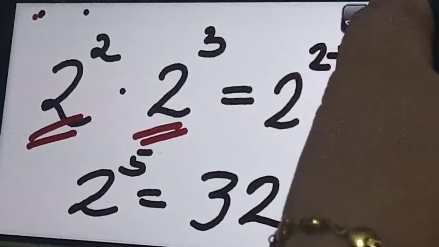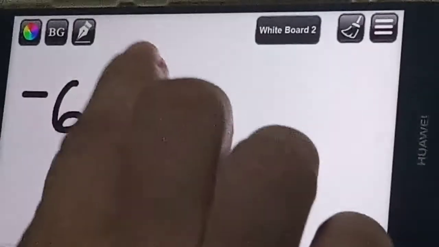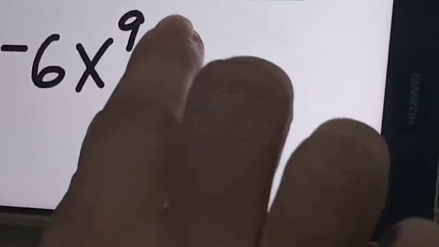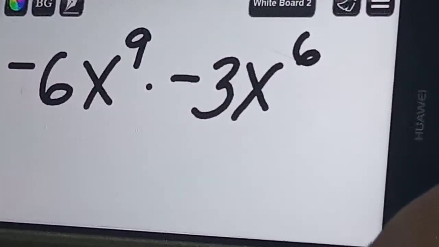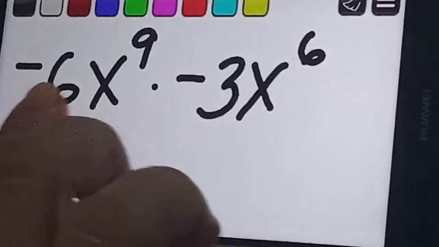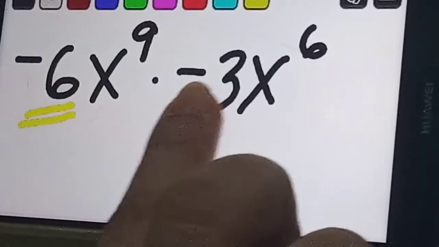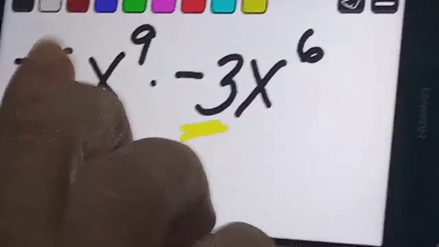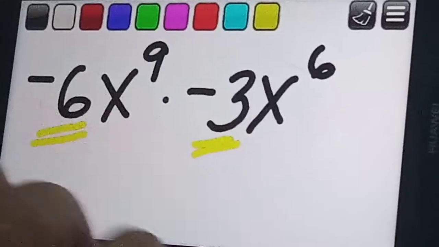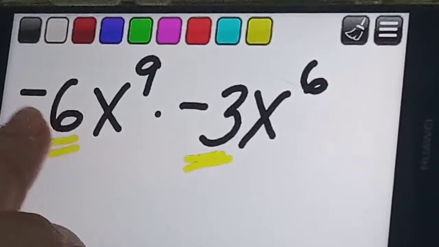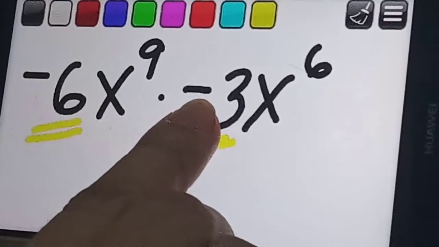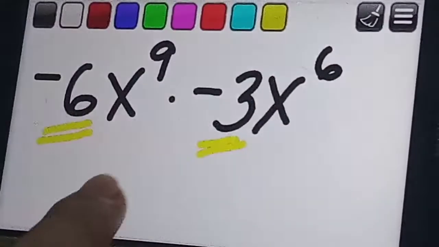And our last example is negative 6x to the ninth power times negative 3x raised to the sixth power. As you notice, in this case, we have coefficients, and our coefficients are negative 6 and negative 3. They are not considered like bases, but rather you can multiply them by applying what you have learned about integers. Negative 6 times negative 3. The answer is positive 18.